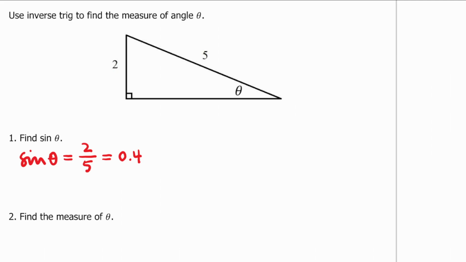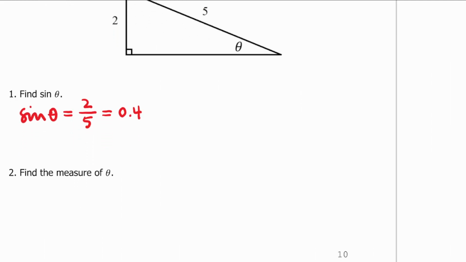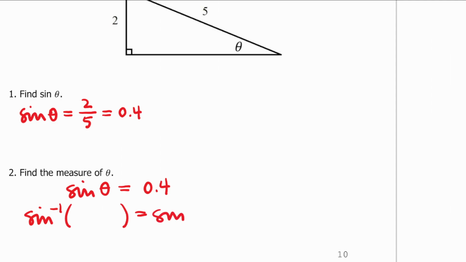But first, let's find the measure of angle theta. What we have to do is the same thing to both sides of the equation. If we start off with sine of theta equals 0.4, and we want to do the same thing to both sides, it's inverse sine that it's called, also known as arc sine. In this class we're just going to use the inverse sine notation. So we're going to do inverse sine to both sides of this equation.